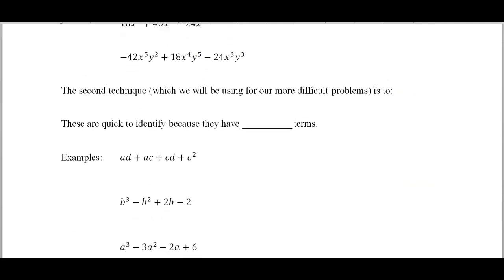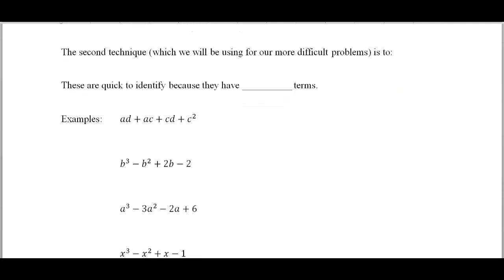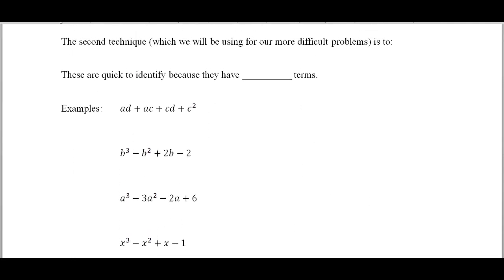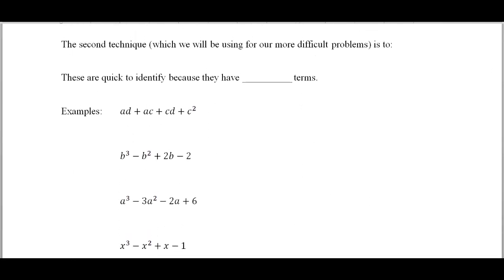All right, for the last half of this, the second technique, which we'll be using for the more difficult problems, is factor by grouping. Looks like I'm going to have to scroll down after a little bit here. Let me get my pen set up. So factor by grouping. Now, what's really great about factoring by grouping is that you'll have four terms.